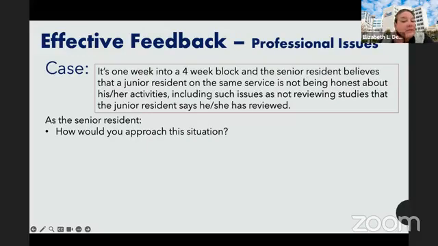I also would ask them if everything is going okay. Are they feeling overstressed? Are things okay at home? Why is it that they're not reviewing their labs and x-rays?